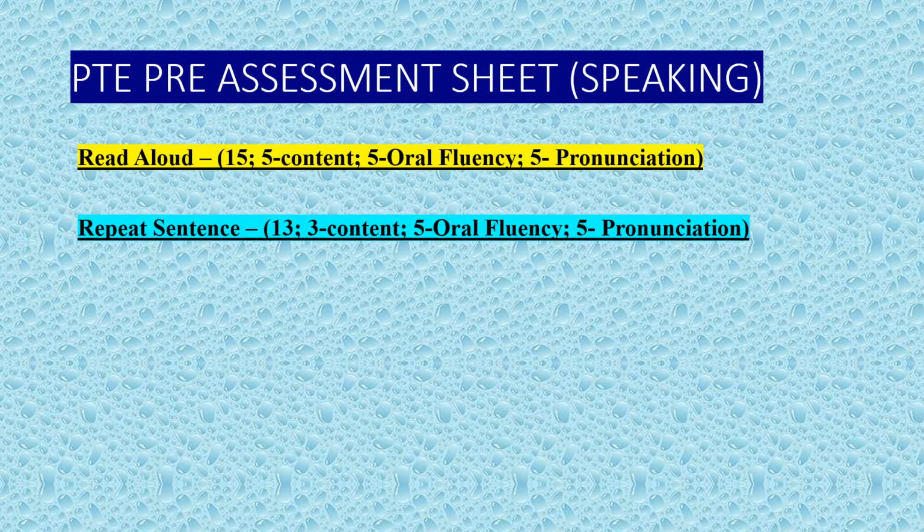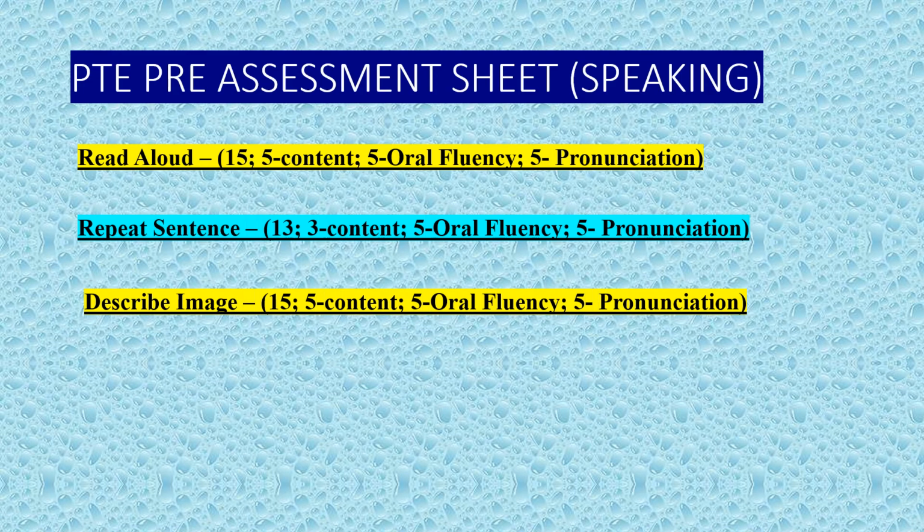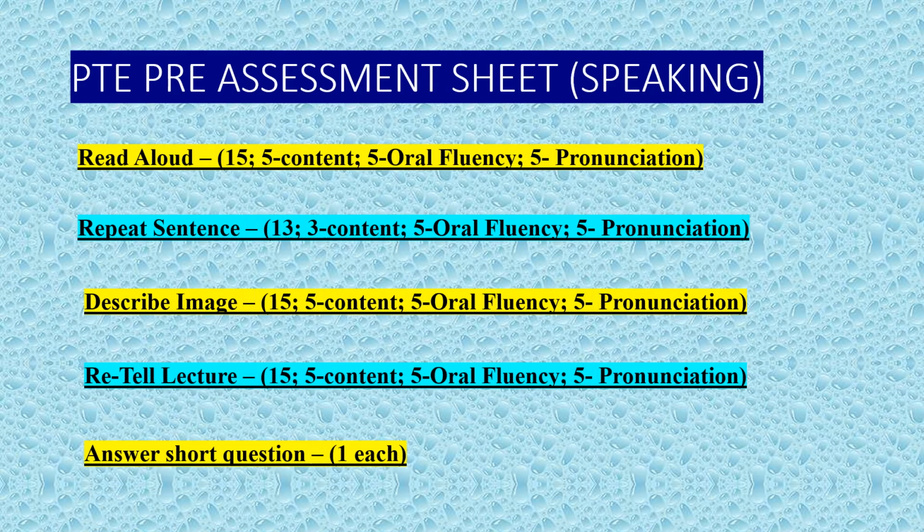Now let's talk about the PTE Pre Assessment Sheet. I have specially designed it for the students to get more information about how the marking happens. If you talk about speaking, as I earlier mentioned, there were 5 question types. If it's a read aloud, the total marking is 15, divided into 5 for content, which is what you are talking about, your task achievement, 5 for fluency, and 5 for pronunciation.